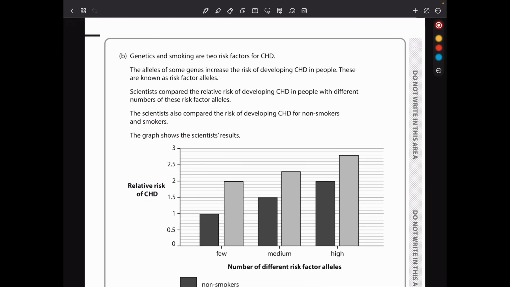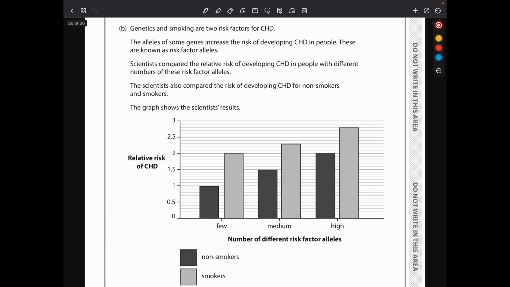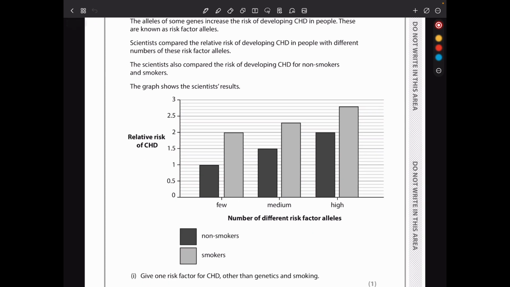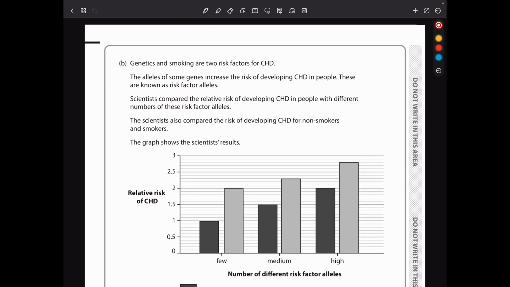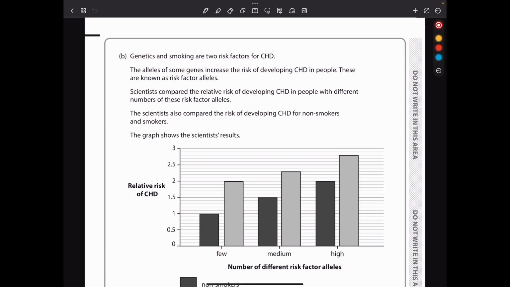Next, they say genetics and smoking are two risk factors of CHD. The alleles of some genes increase the risk of developing CHD in people, so meaning there is a genetic component. These are known as risk factor alleles. Scientists compare the relative risk of developing CHD in people with different numbers of these risk factors. The scientists also compare the risk of developing CHD for non-smokers and smokers. Remember, the question is focusing on genetics and smoking.